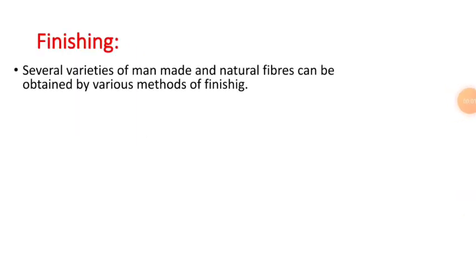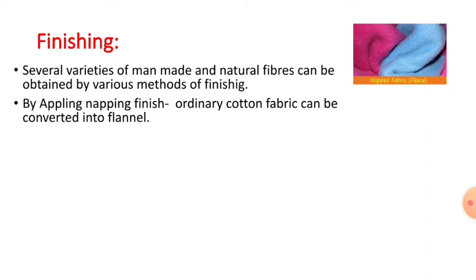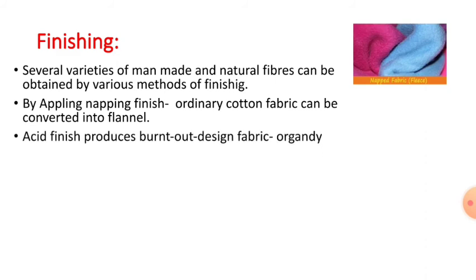Next is finishing. Several varieties of man-made and natural fibers can be obtained by using various methods of finishing. For example, by changing the amount of titanium dioxide, that is a delustering agent, the fiber and its luster can be made into dull, moderate or highly lustrous. Some more examples are by applying napping finish, an ordinary pure cotton fabric can be converted into flannel. Acid finish on the fabric produces burnout design, for example, in organdy.